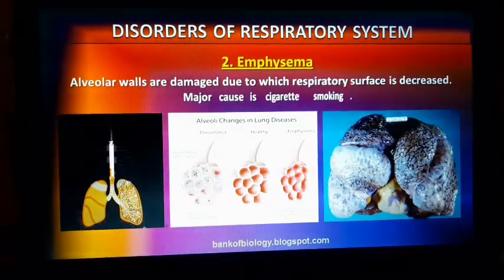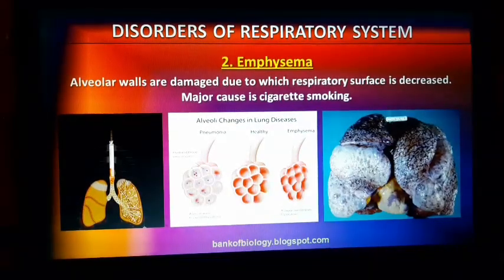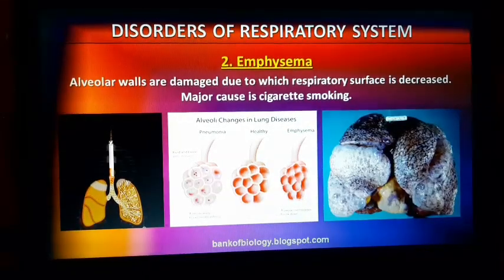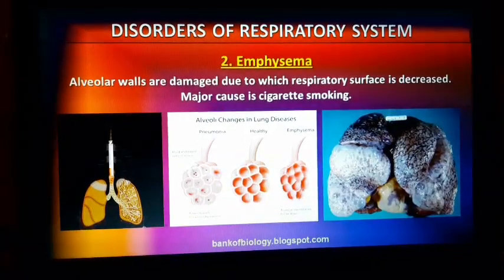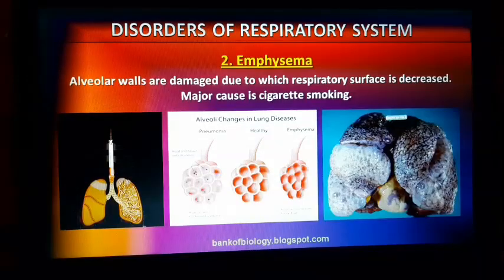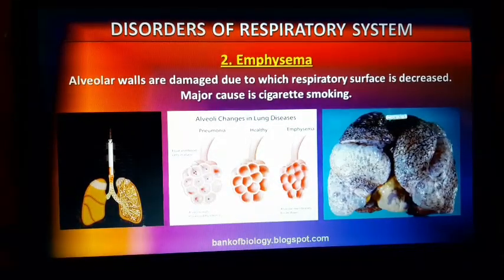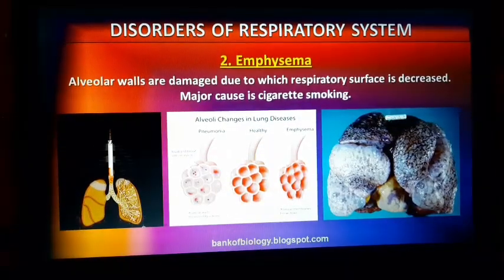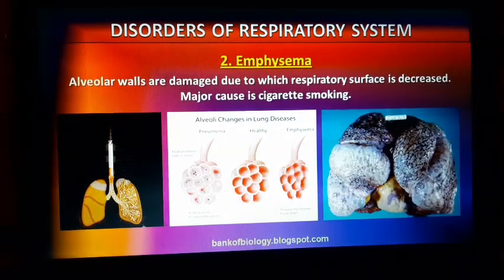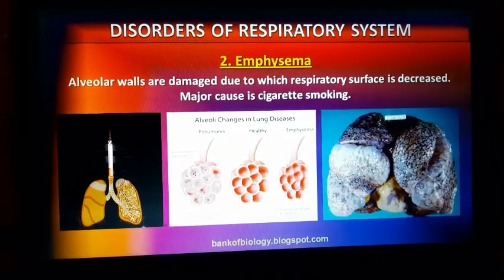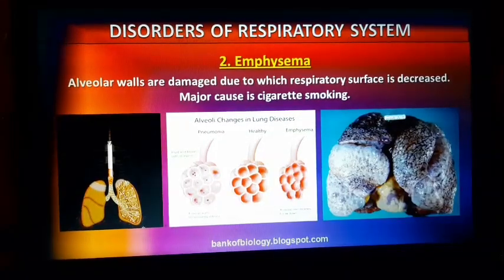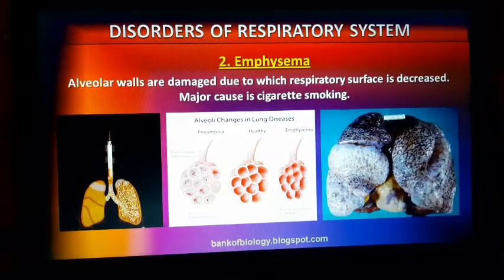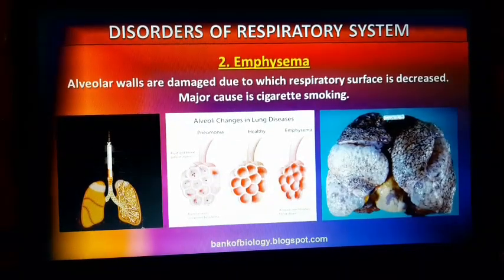The next one is emphysema. Emphysema is also a respiratory disorder. We also call it a lower respiratory disorder. So alveolar walls are damaged, due to which the respiratory surface is decreased. And the major cause is smoking cigarettes. Here the alveolar walls get damaged, become hardened, and lose elasticity. As a result, the lungs get damaged. And the next cause of emphysema is lung cancer, because 99.9% of lung cancer is due to smoking of cigarettes.